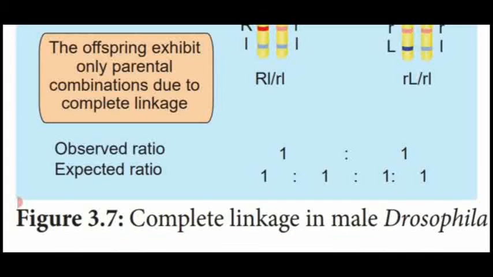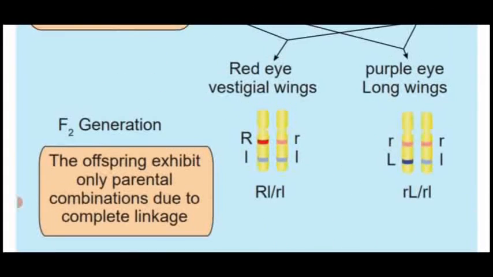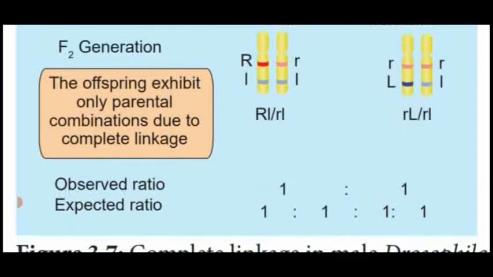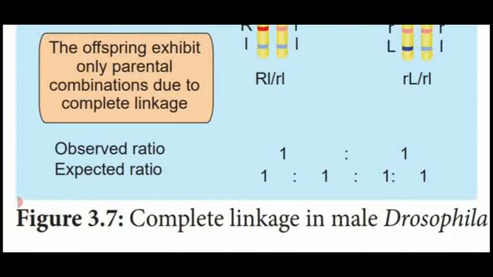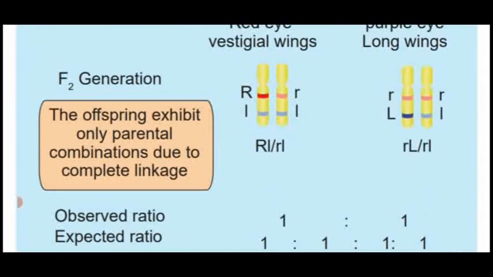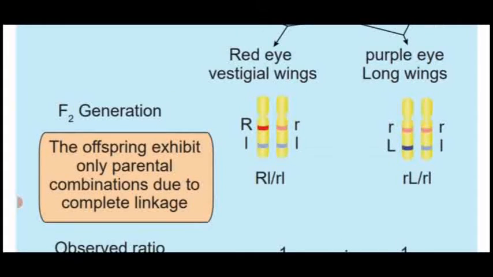So the observed ratio is 1:1 only. But if we are doing the test cross, the expected ratio of the test cross is 1:1:1:1. But we are unable to get the expected ratio. Instead of that, we are getting only the parental observations. So this shows complete linkage. So complete linkage means, what is that one?